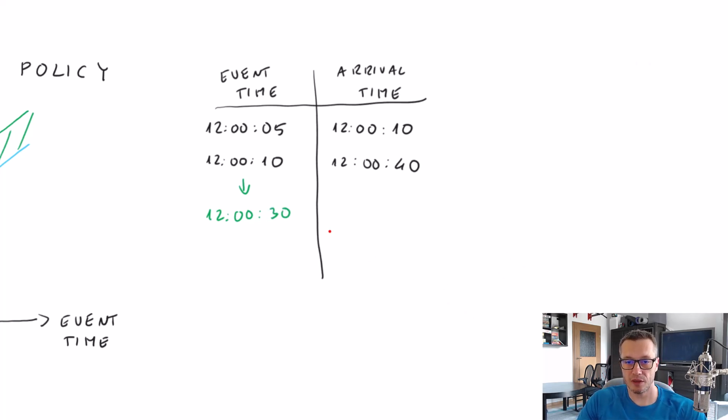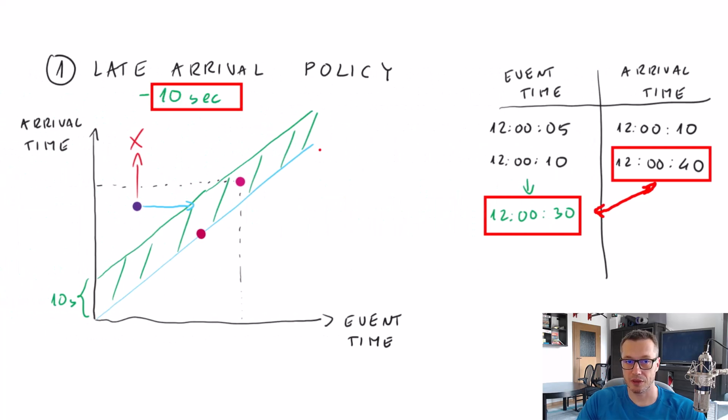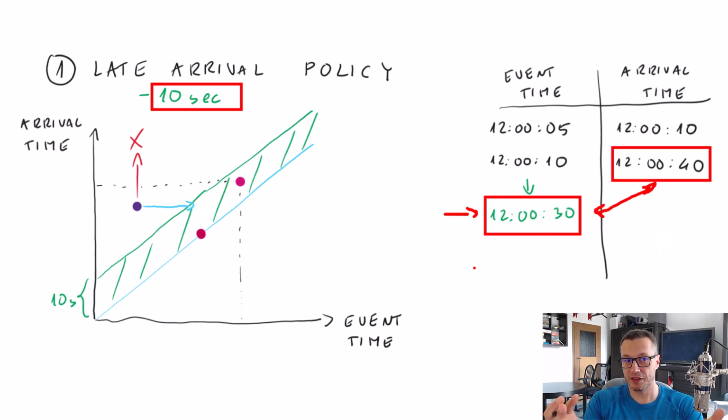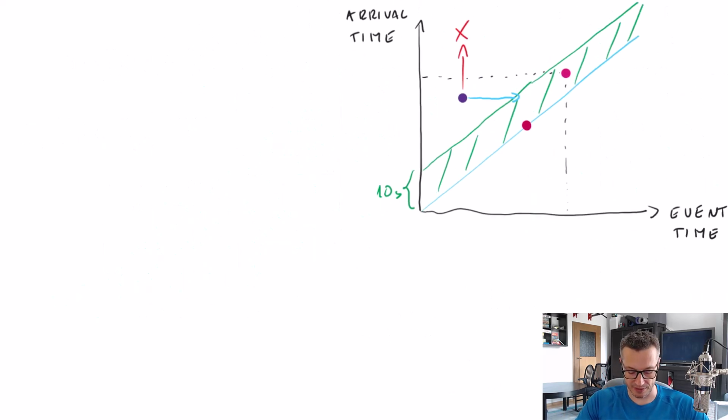Why? Simply because the difference between these two is equal to our policy, to the 10 seconds. Right? So that's the last possible moment in time, the latest one, when this event could have been generated and it would still fit into the policy. So that's one thing we can do to handle this latency. The first type of policies that we have.